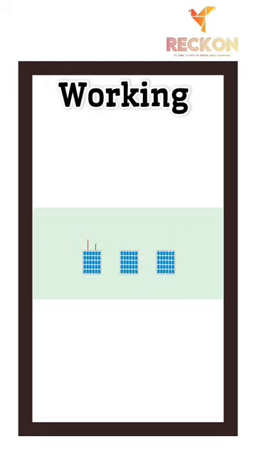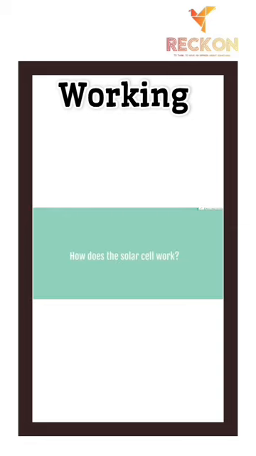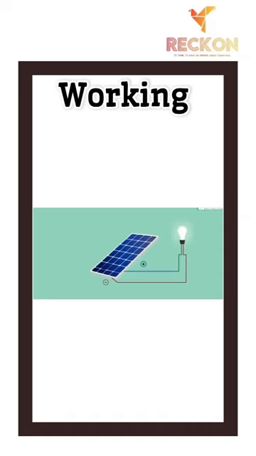A combination of solar panels connected together is known as a solar array and can be used to achieve the required current and voltage. How does the solar cell work? The generation of electricity on exposure to sunlight is known as the photovoltaic effect. This principle is used by solar cells to produce electricity.